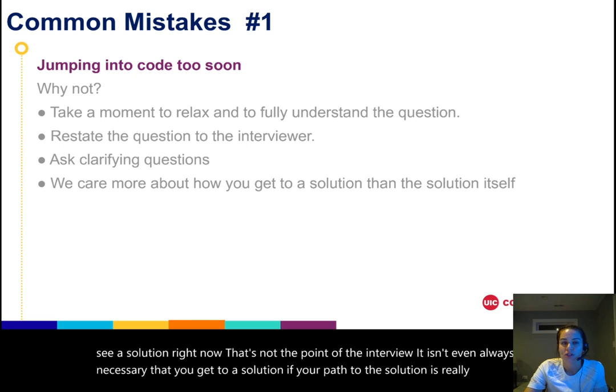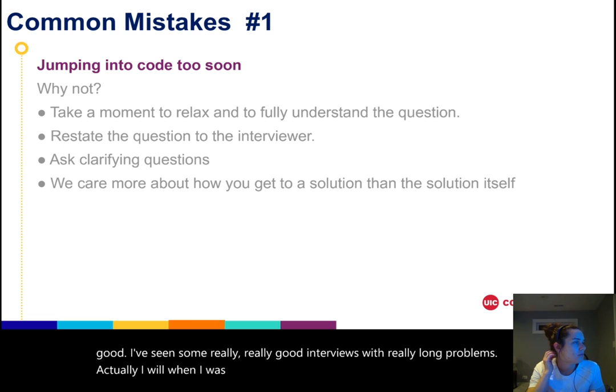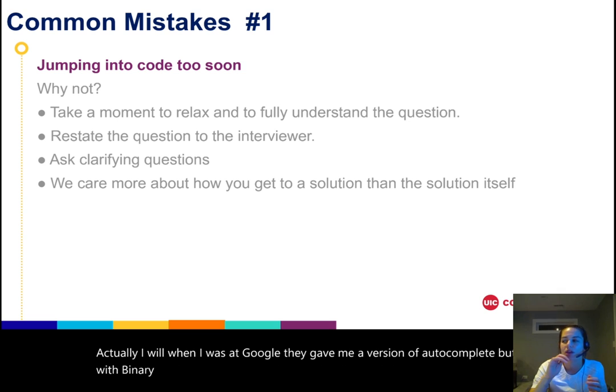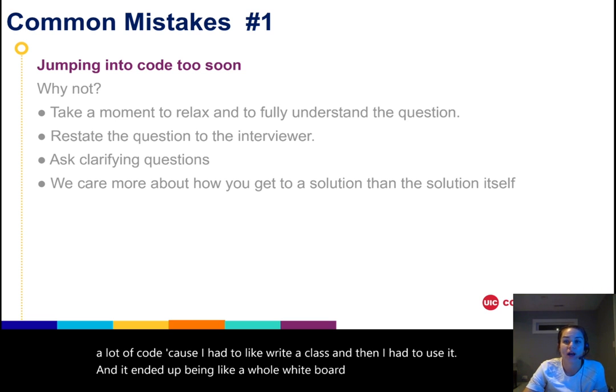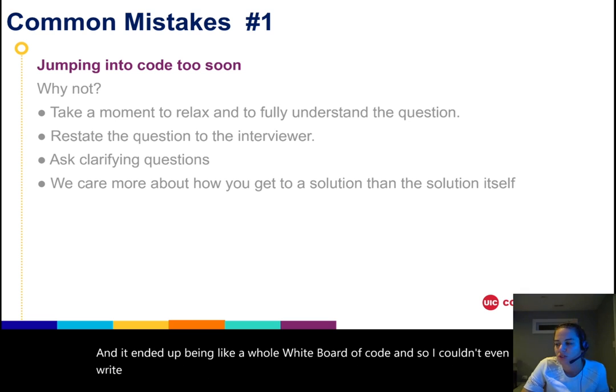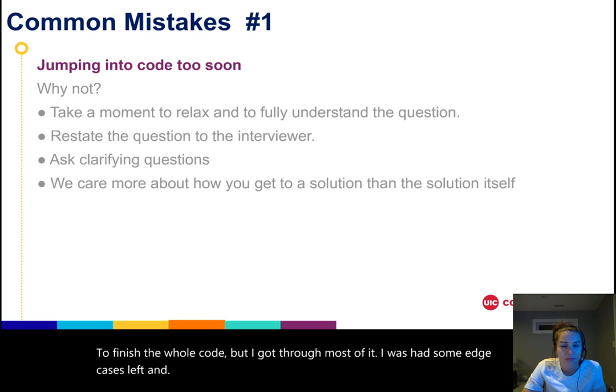I've seen some really, really good interviews with really long problems. Actually, when I was at Google, they gave me a version of autocomplete but with binary trees, and I had to write the whole thing, and it was really long. It was a lot of code because I had to write a class and then I had to use it, and it ended up being like a whole whiteboard of code. I couldn't even write that fast, so I didn't get through it and finish the whole code, but I got through most of it. I had some edge cases left, and that's okay.